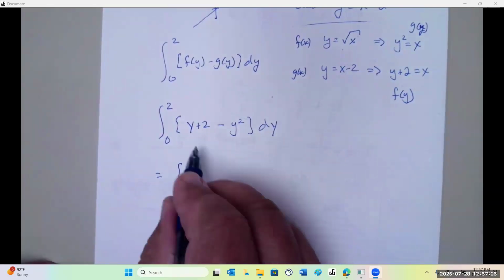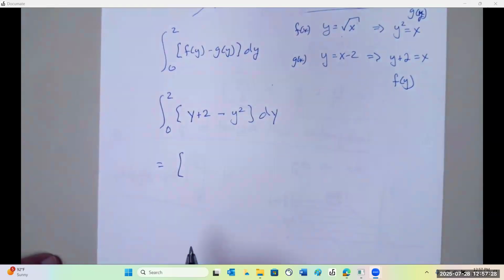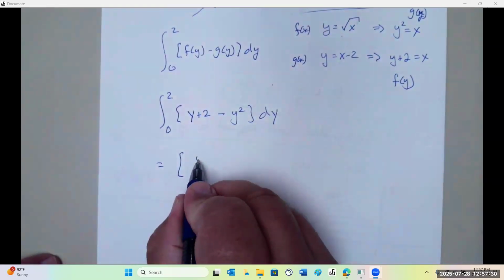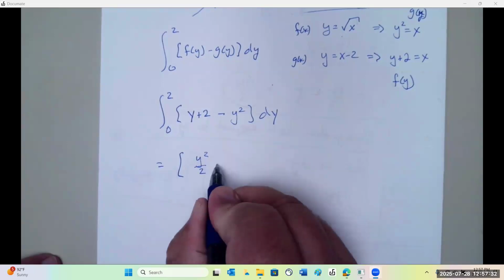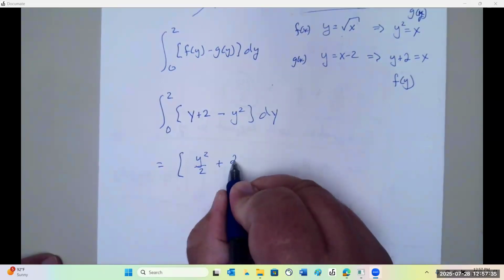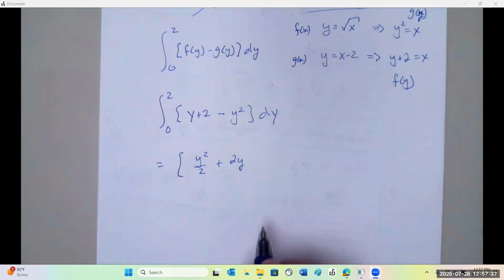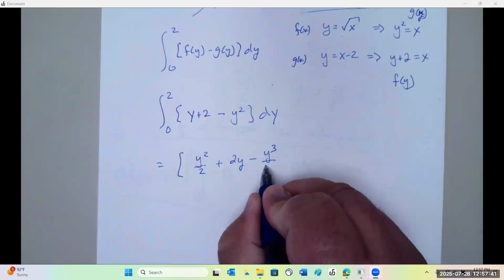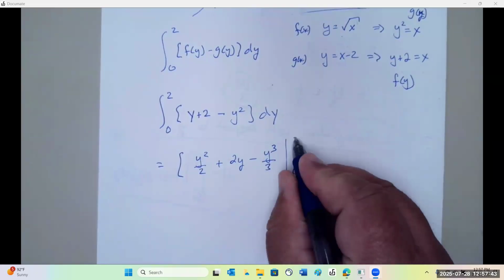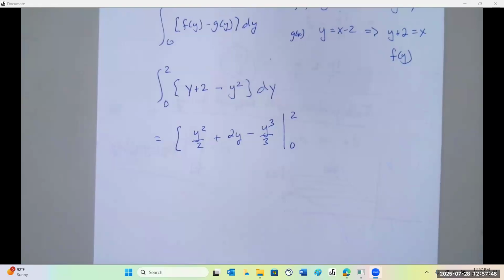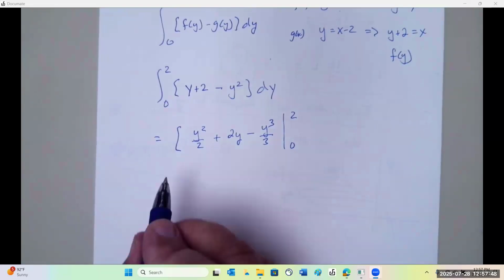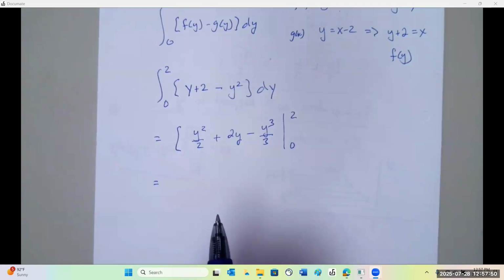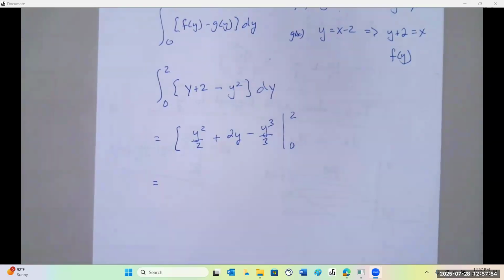So if we integrate these, what's the integral of y? Integral of 2 is 2y. Integral of y squared. Do we want to do implicit differentiation here, or is it not needed? No, because we're not doing differentiation. We're doing integration.